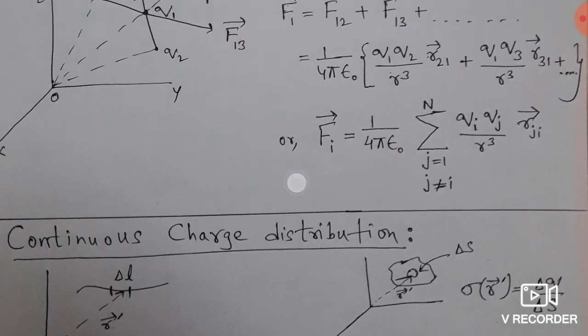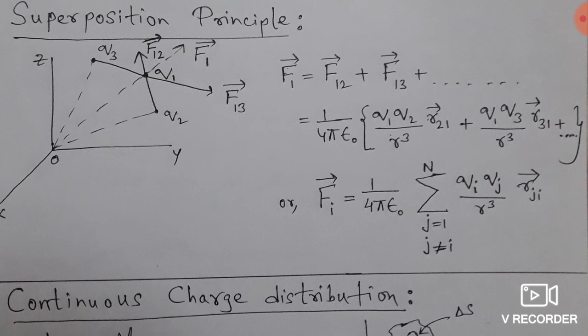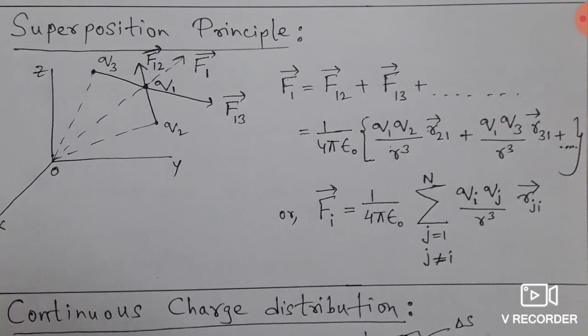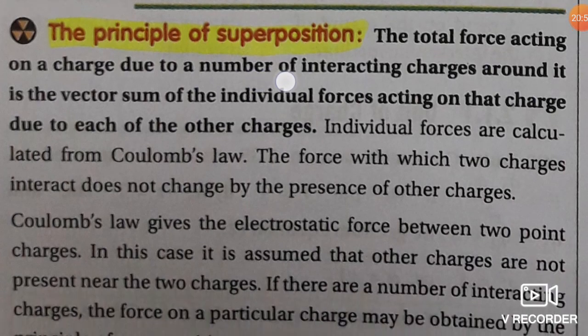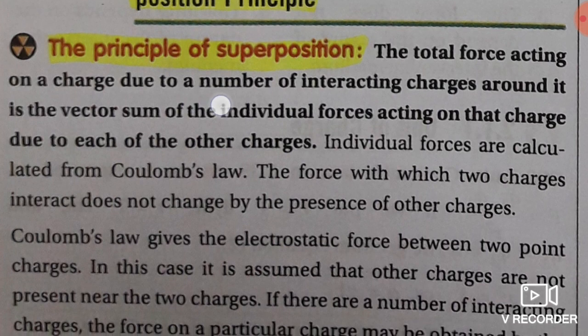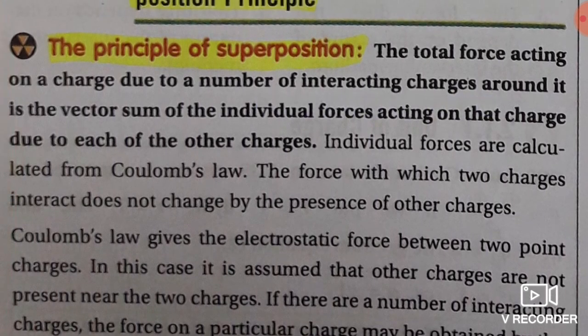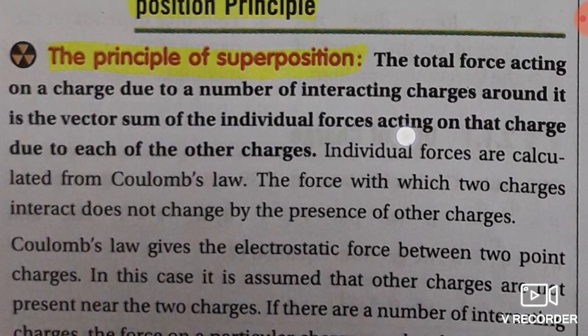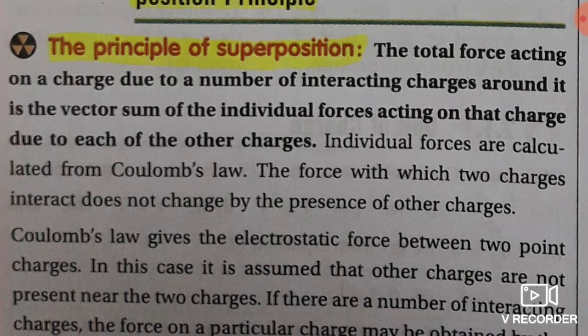So this is the expression for Coulomb's law with the help of the superposition principle when so many charges are placed close to each other. Let us see its statement. This is the statement of Coulomb's superposition principle: the total force acting on a charge due to a number of interacting charges around it is the vector sum of the individual forces acting on that charge due to each of the other charges.